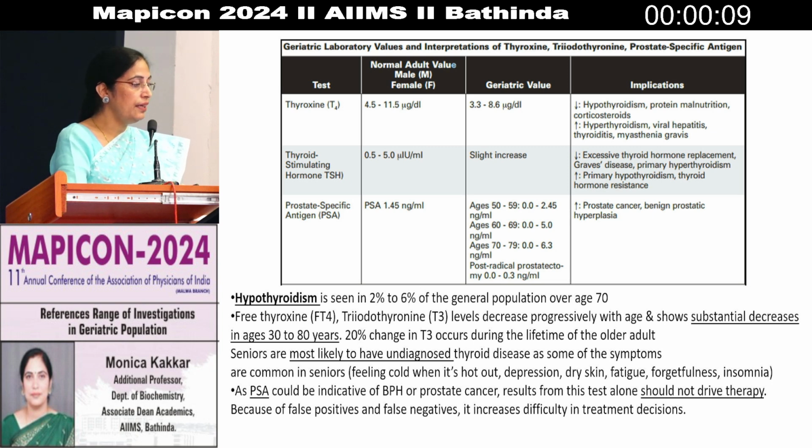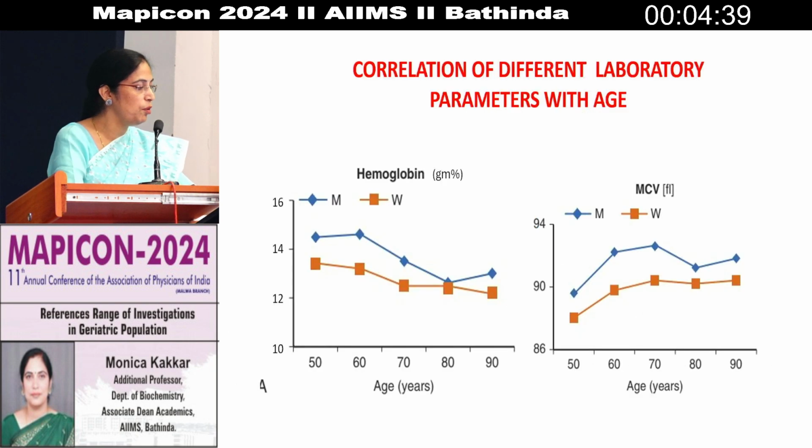If you can appreciate, in the geriatric population the levels of T4 are significantly lower compared to those of normal younger adults. So there is hypothyroidism seen in around 2 to 6%. What we are trying to say is that this is part of natural aging. There are so many parameters suggesting that natural aging is happening and affecting the parameters. Hence, it becomes imperative to develop our own reference intervals specific for the geriatric population.